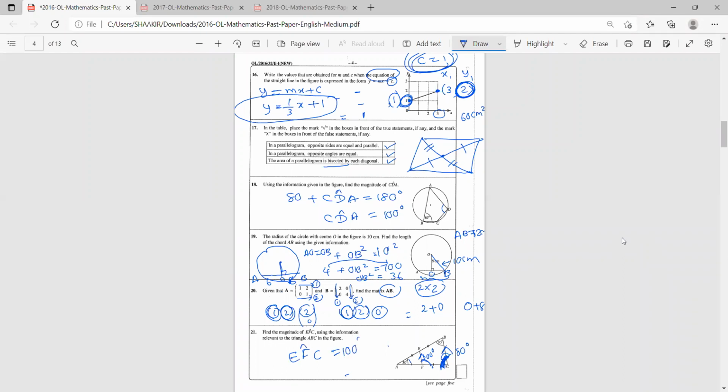Allied angle means, children, when you add it, it should be equal to 180 degrees. That is what is meant by allied angle. Or you can take the corresponding angle, but that is going to be the long method. When you take the corresponding angle, again you have to subtract to find it, so you can do it in this way. How is it 80 degrees?